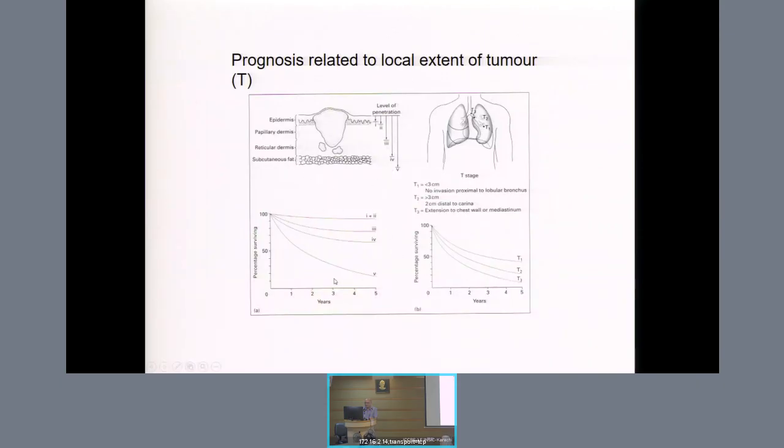This is showing, for example, lung cancer, if it is T1, T2, T3. T1 is less than 3 centimeter, T2 is more than 3, and T3 it has spread beyond that. So you see T1 has better survival as compared to T3. Similarly over here, this is a skin cancer which is staged according to level of penetration. The earlier will have good prognosis and the deeper one have poor prognosis.